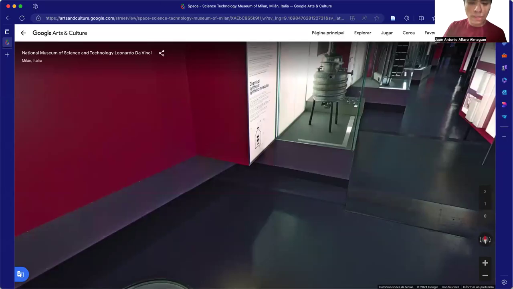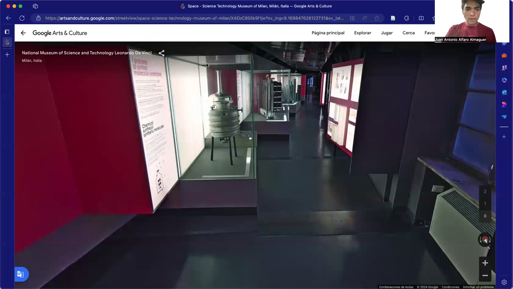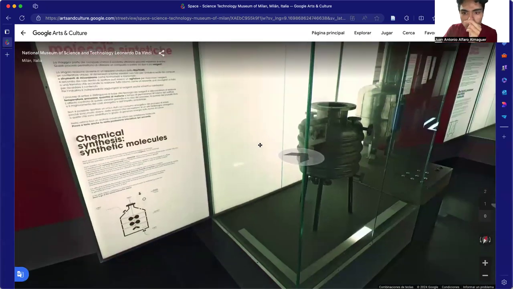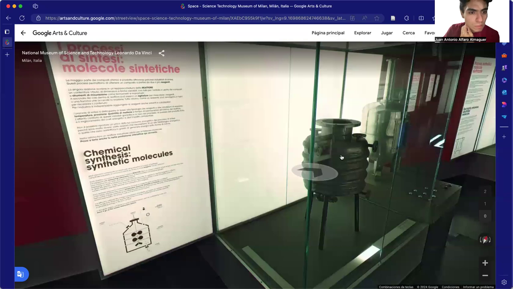Okay, so in this activity, we are visiting the National Museum of Science and Technology, Leonardo da Vinci, located in Milan, Italy. This museum has almost three levels, 0 to 1, and we will start on this level, which is talking about the chemical processes and chemical engineering, right? I am very interested in seeing what the purpose of those lights is.